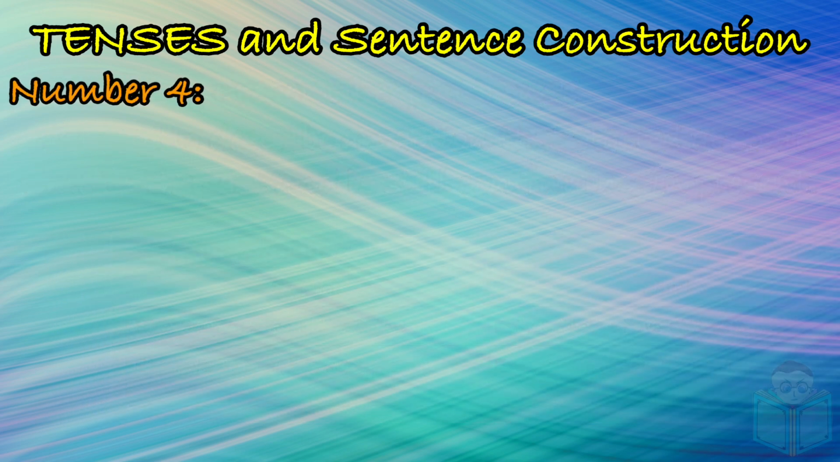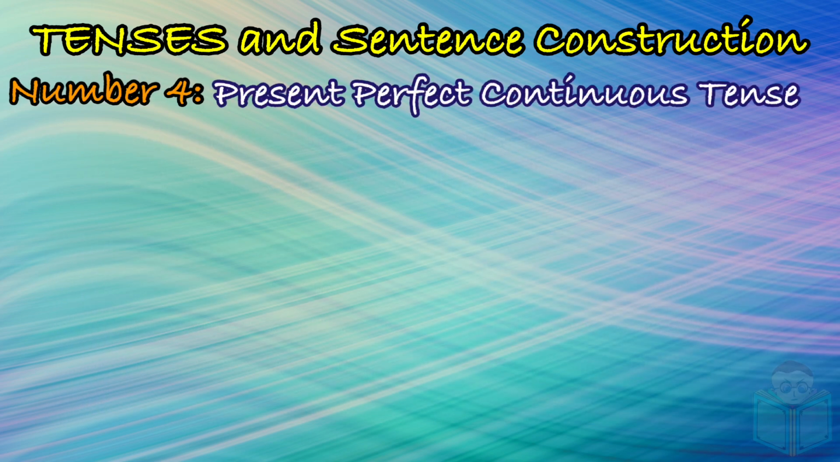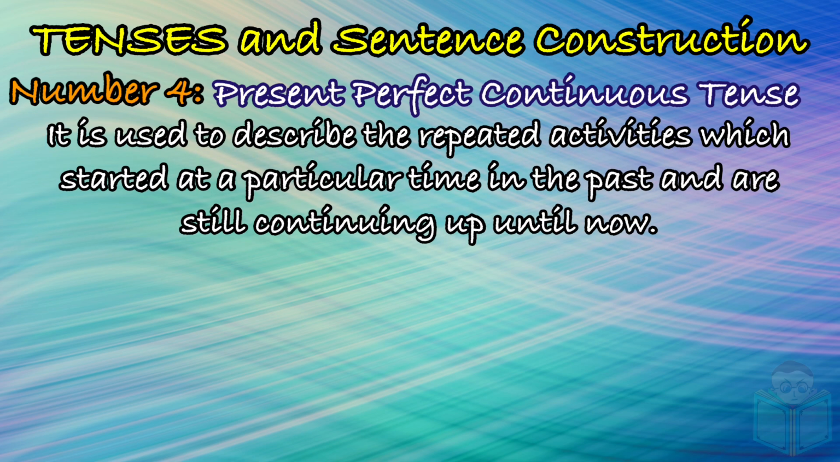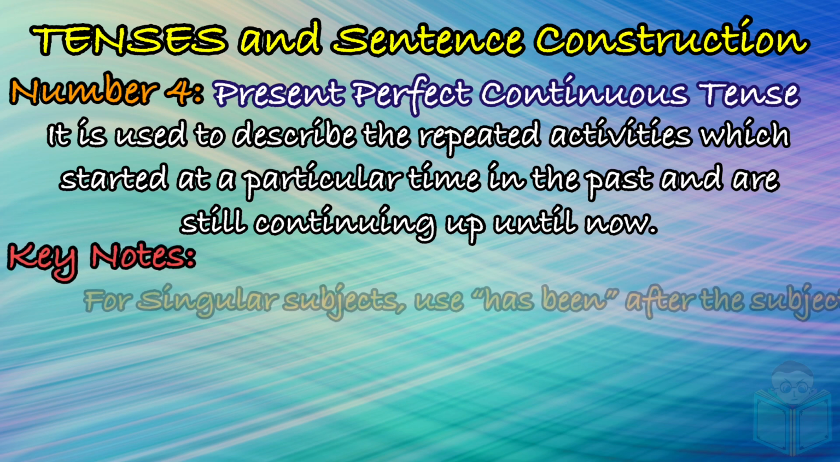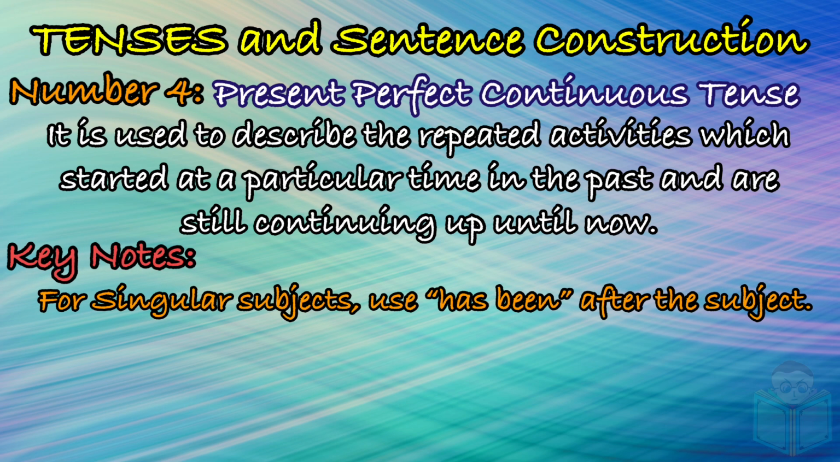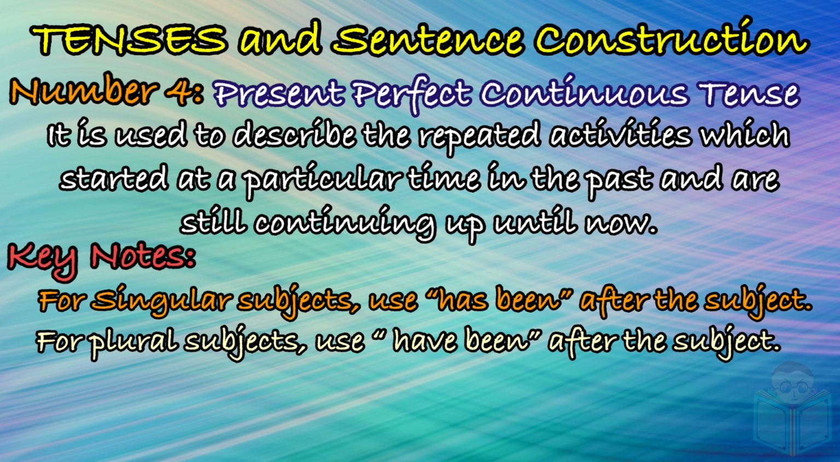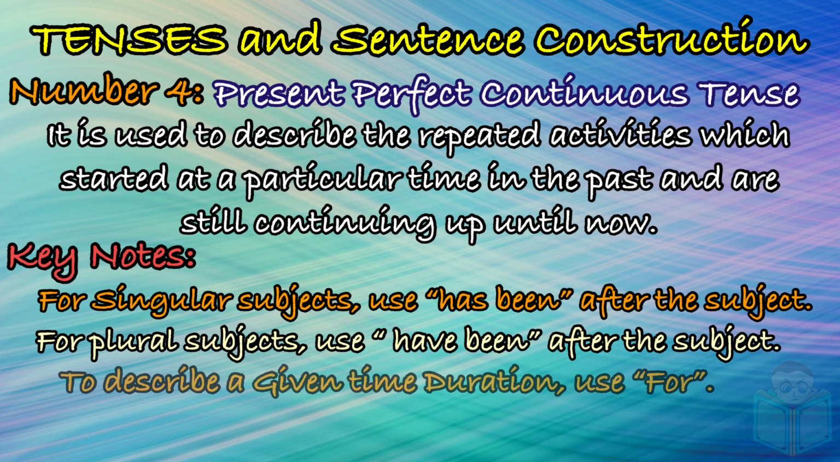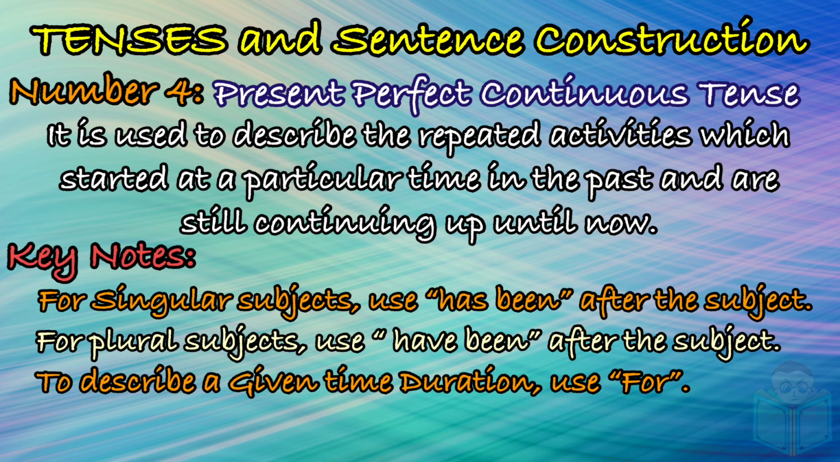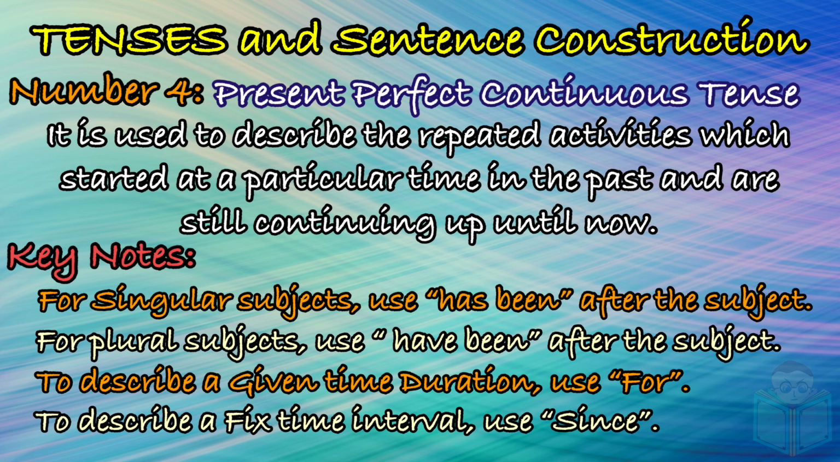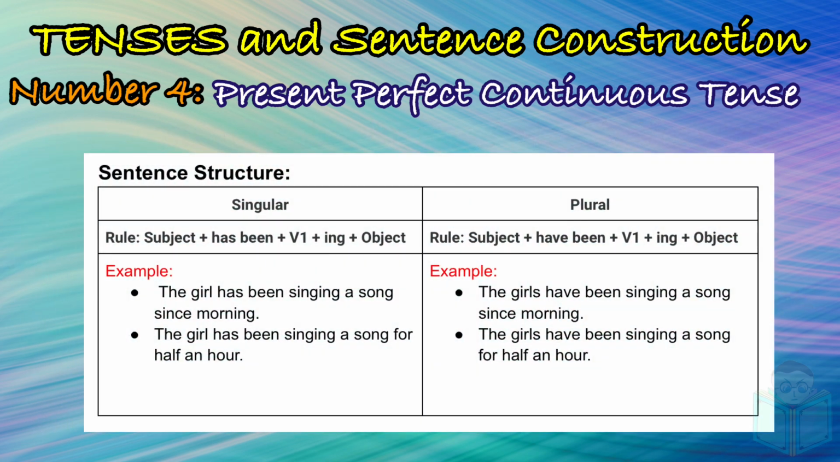Number 4. Present perfect continuous. It is used to describe the repeated activities which started at a particular time in the past and are still continuing up until now. For singular subjects, use has been after the subject. For plural subjects, use have been after the subject. To describe a given time duration, use for. To describe a fixed time interval, use since. Please follow the table for better understanding of present perfect continuous tense.